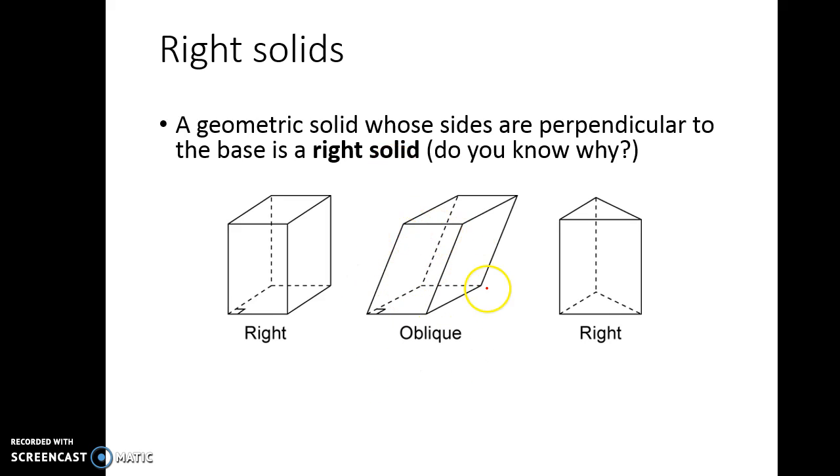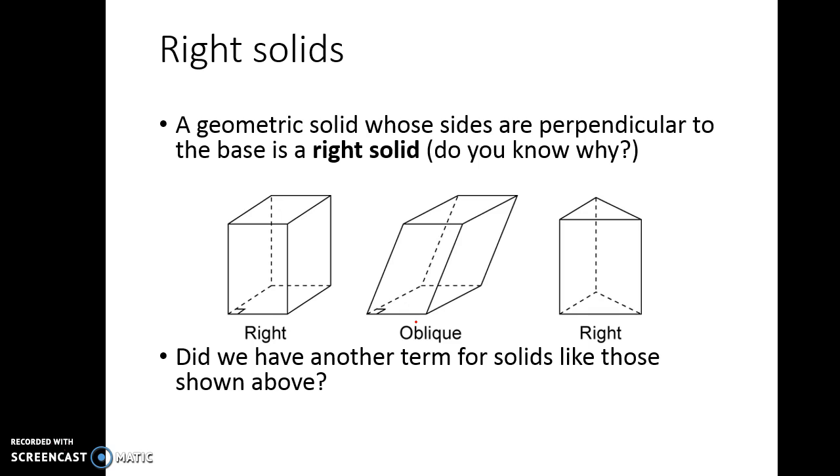This one, on the other hand, is not a right solid. It's what's called oblique because these sides are not perpendicular to the top and the bottom faces. Did we have another term for solids like this and like this? Maybe you heard it, maybe you didn't, but these are called prisms. They have the same congruent shape on the top and the bottom, on two of the faces. Here it's triangles, here it's rectangles. And then the other sides around these faces are rectangles.